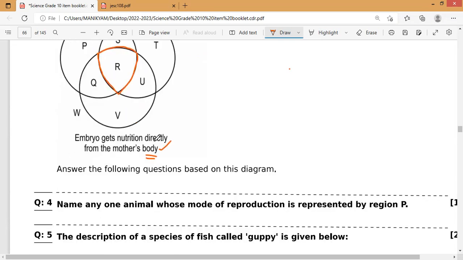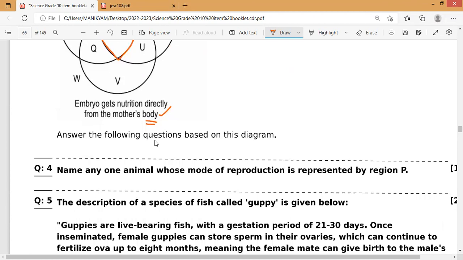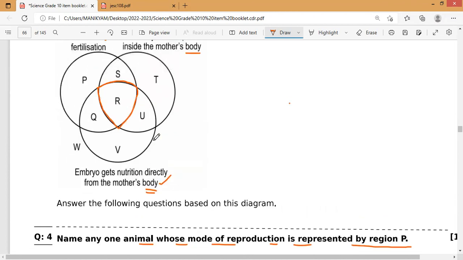Yes, sir. Now they are asking, name any one animal whose mode of reproduction is represented by region P. Anyone? Region P, they are asking. Any one animal which will come under region P.